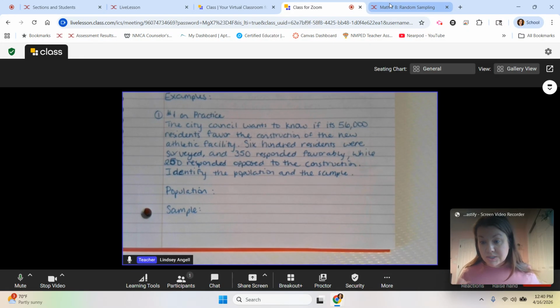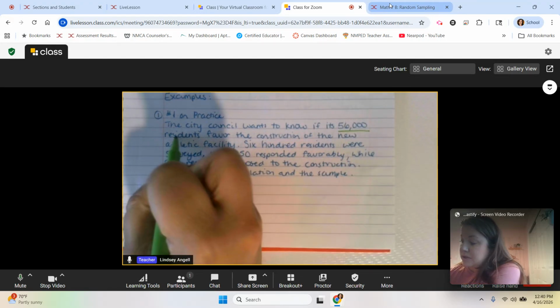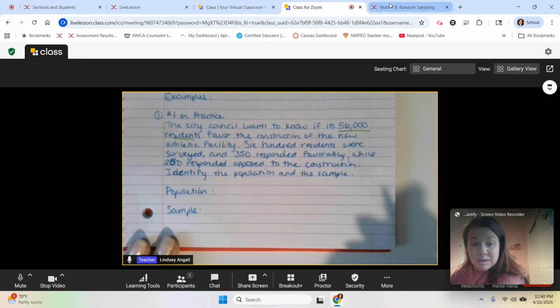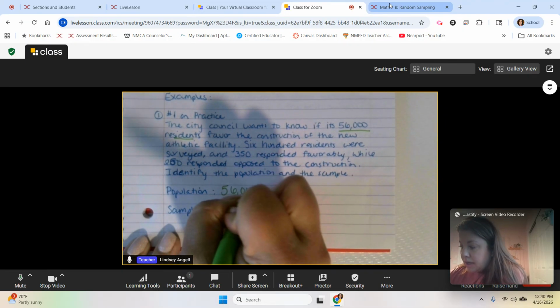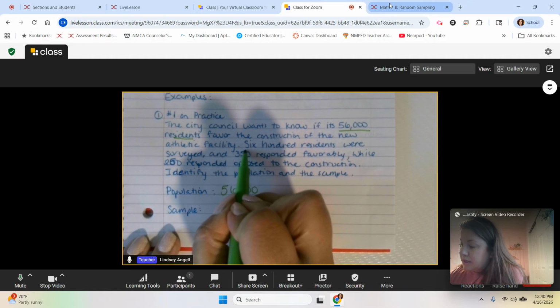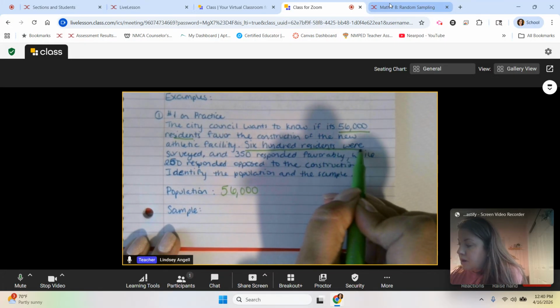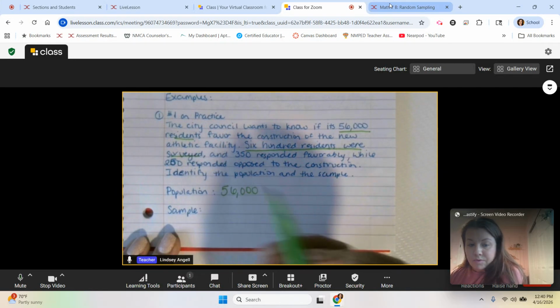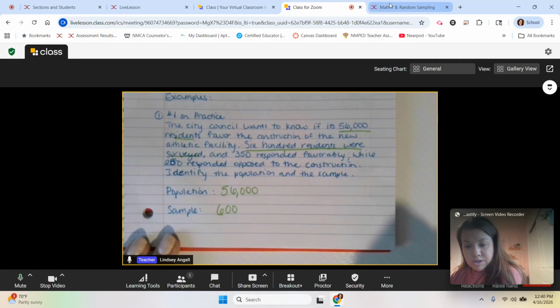So, this is just based off a definition. The population is the 56,000 residents, right? Again, it would be really hard to ask every single resident how they feel. So that's the population. The sample is the 600 residents that were surveyed. That's our sample. So those would be your 2 answers for this question.